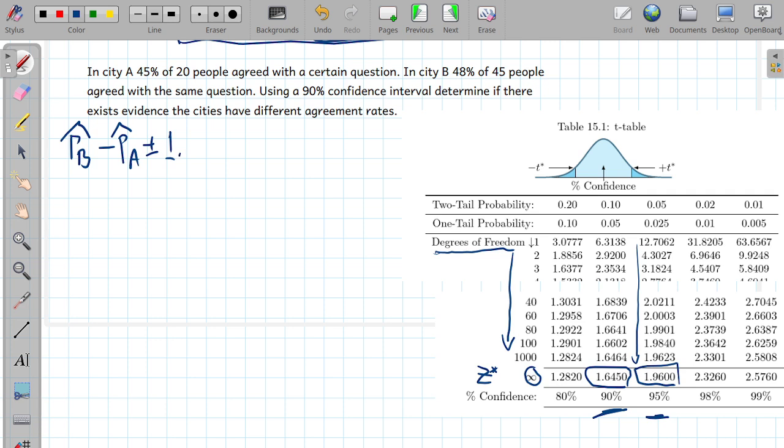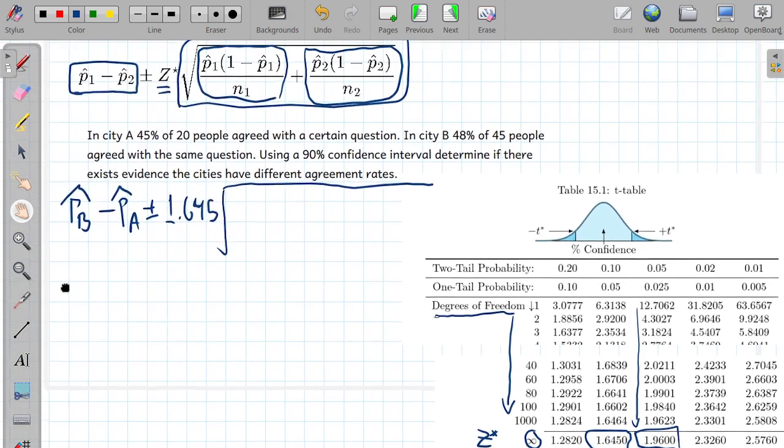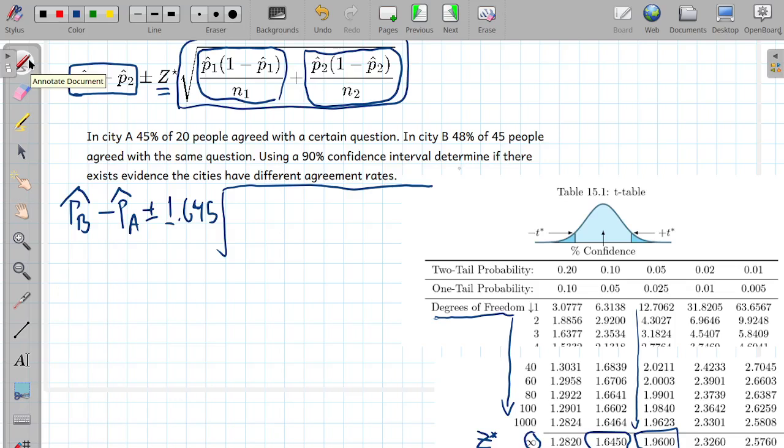Let's put that into our formula. Here we have 1.645. Now, am I going to be able to wedge that big square root in here? Probably. Let's try. Now, just so you can follow along with what I'm doing, let's move that formula up here a little bit. So I've got to do the square root symbol now. So for City B, 48% are in favor. So remember when you're working with percentages, you got to convert them to decimals. So 0.48, now 1 minus that is 0.52. So we're going to do that. And that was from a sample size of 45 people.